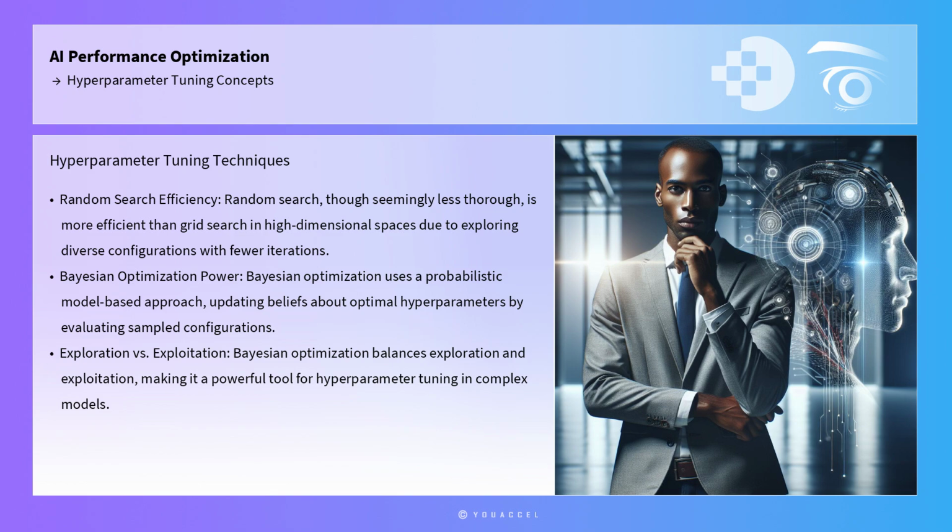However, both of these traditional methods can be enhanced with modern optimization strategies such as Bayesian optimization. This probabilistic model-based approach iteratively updates beliefs about the optimal hyperparameters by evaluating the performance of sampled configurations. Bayesian optimization intelligently balances exploration and exploitation, making it a powerful tool for hyperparameter tuning in complex models.